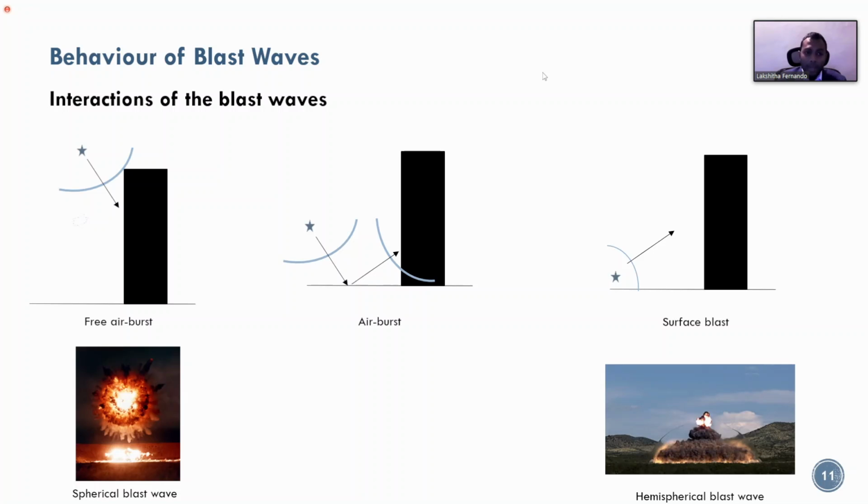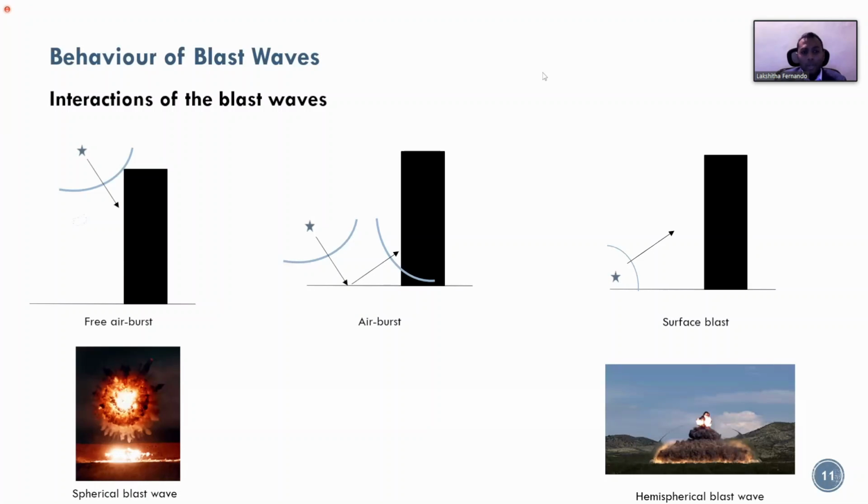When there's an air blast, so it's not necessarily free, it will interact. Part of it will hit the structure, but part of it will first hit the ground before it interacts with the structure. There are reflections, which means you are going to have a significant increase in the pressure felt by the structure. And you can also have a surface blast, when the source is on the ground. Then we'll have a hemispherical blast wave that will propagate outwards. Once again, we have to consider the effect of the reflections from the ground.